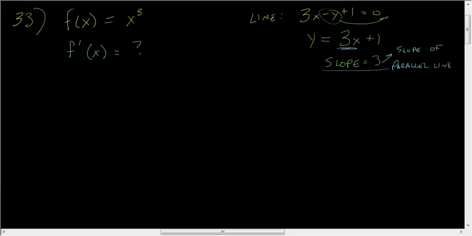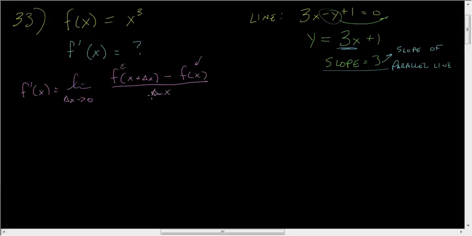Recall that the derivative of a function, or f prime of x, is equal to the limit as delta x tends to 0 of f of x plus delta x minus f of x all over delta x. Okay, so this is really the slope. This is y2 minus y1, and this is the difference x2 minus x1. We're just squeezing that difference very, very small. So we have to find that derivative. Let's get started.